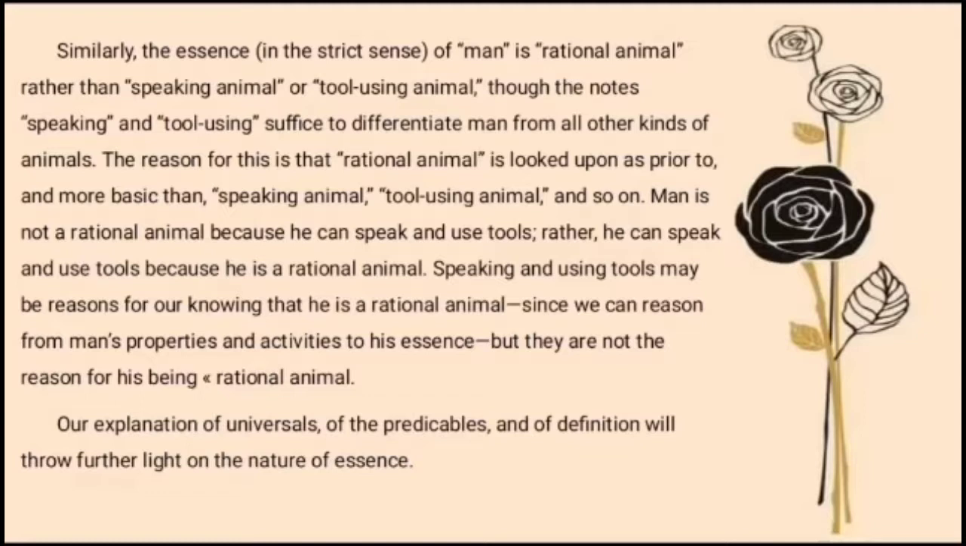Speaking and using tools may be reasons for our knowing that he is a rational animal, since we can reason from man's properties and activities to his essence, but they are not the reason for his being a rational animal. Our explanation of universals, of the predicables, and of definition will throw further light on the nature of essence.